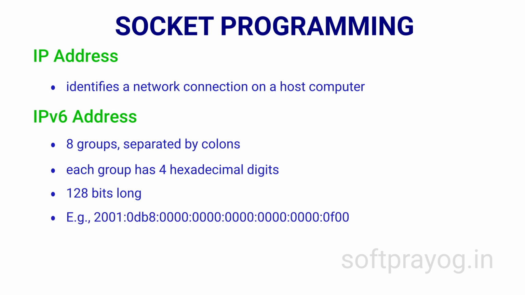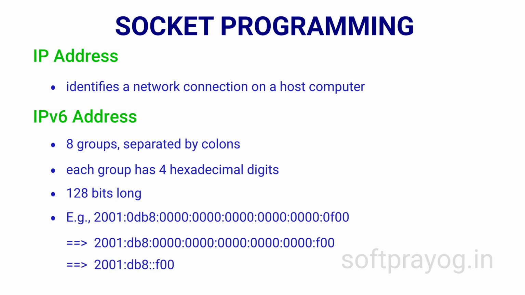To simplify writing of IPv6 address, the leading zeros in groups are omitted. If one or more consecutive groups are zeros, these are replaced by double colon. There can only be a single double colon in IPv6 address. As of now, both IPv4 and IPv6 addresses are in use. So the software we develop must work seamlessly with both addressing schemes.